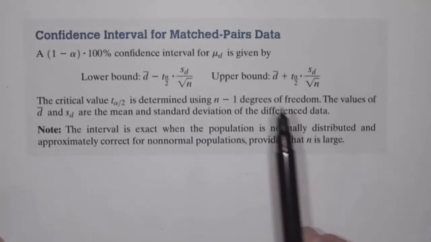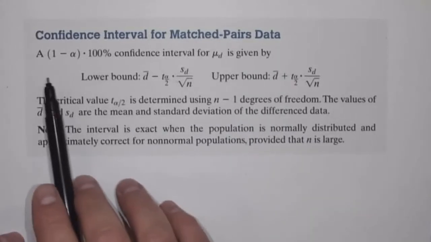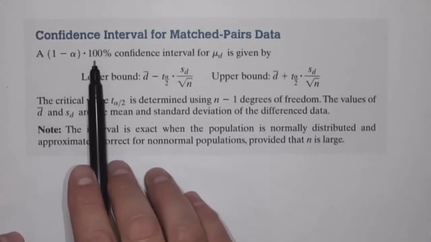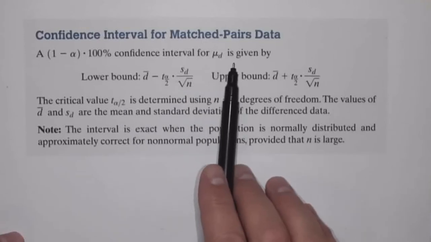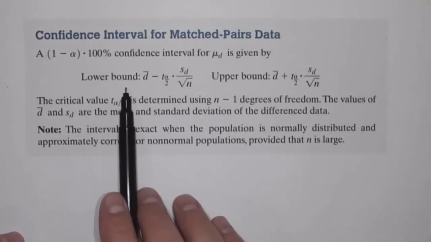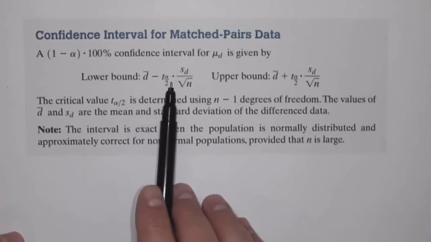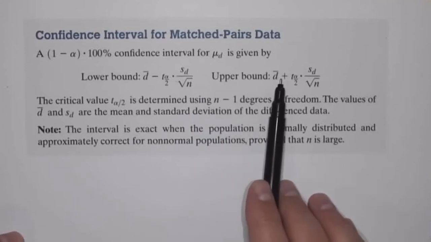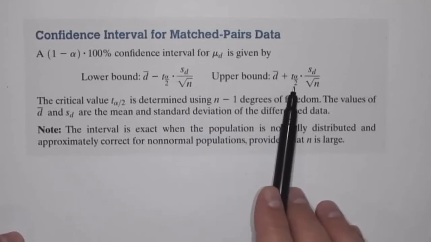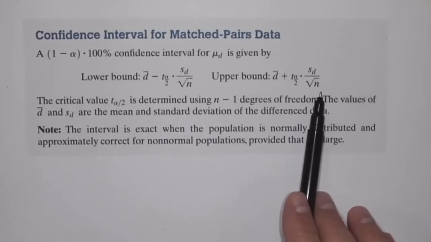So in this video, we're going to look at confidence intervals for matched pairs data. A (1 minus alpha) times 100% confidence interval for mu sub d is given by: the lower bound is going to equal d bar minus t sub alpha over 2 times s sub d over the square root of n, and the upper bound is going to be d bar plus t sub alpha over 2 times s sub d over the square root of n.